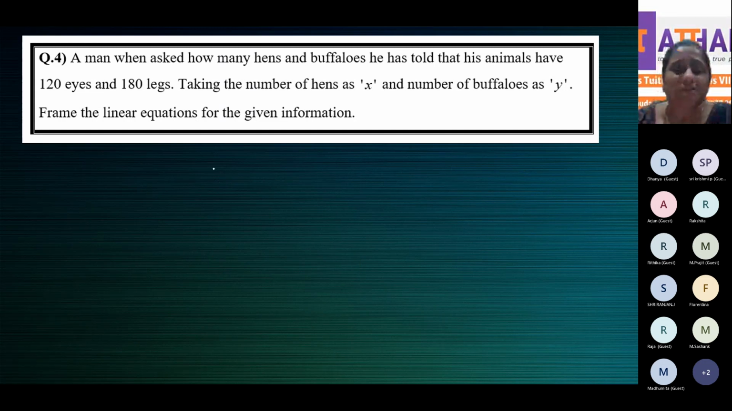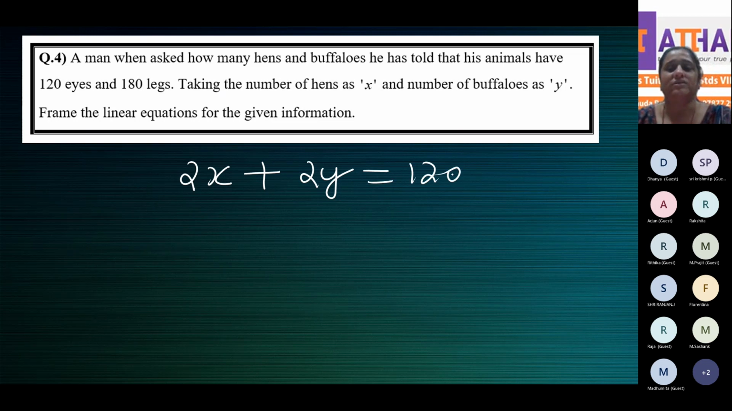How many hens are there? X hens are there. How many eyes will X hens have? 2x eyes. How many buffaloes are there? Y buffaloes. Then how many eyes will these buffaloes have? 2y eyes. Now the number of eyes among the hens and buffaloes together is 120. So you add and equate to 120.